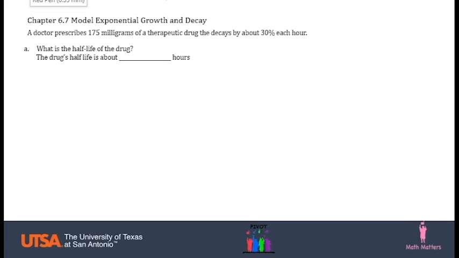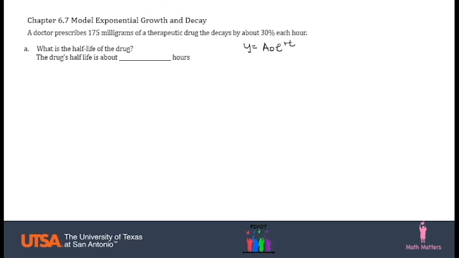If you guys remember, the equation for exponential growth or decay is going to be y equals initial times e to the rt. The y is going to be the value remaining after a certain time, and a sub 0 is the initial, e is the exponential constant, r is the rate, and t is the time.